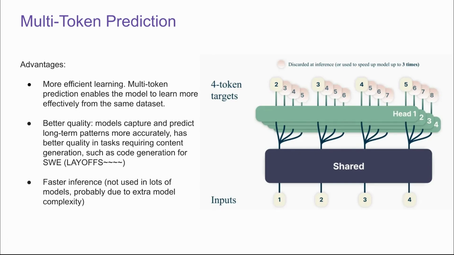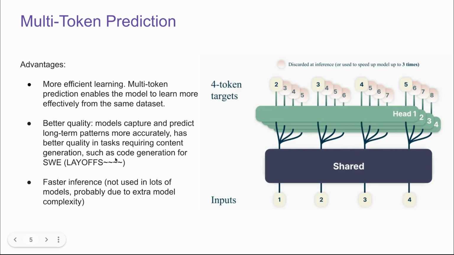So the advantage of this multi-token prediction is pretty clear. It's more efficient learning. So multi-token prediction enables the model to learn more effectively from the same dataset. It uses the dataset in a more efficient way. And then it also has better quality in many cases. So this model captures and predicts long-term patterns instead of just the next single prediction. So it has better quality in tasks requiring content generation, such as code generation for software engineers.